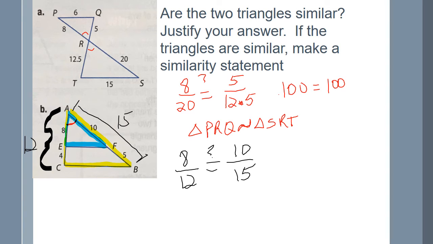Well, what we can do is reduce both of these. Now this is another methodology. So 8 over 12 is equal to 2/3 reduced, and 10 over 15 is equal to 2/3 reduced. So that's another way we can do that. Okay, so that is equal. So we have our similarity. So triangle AEF is similar to triangle ACB.